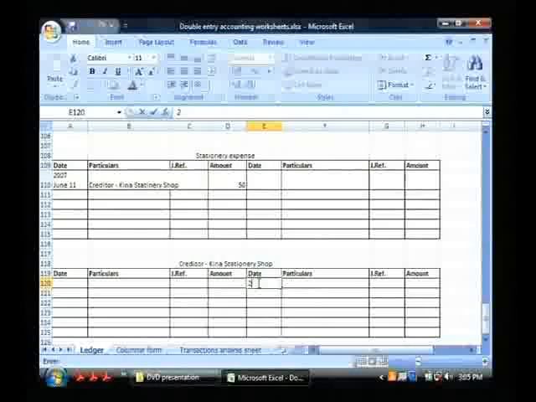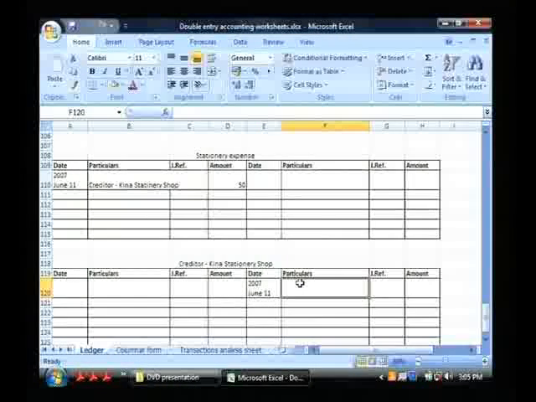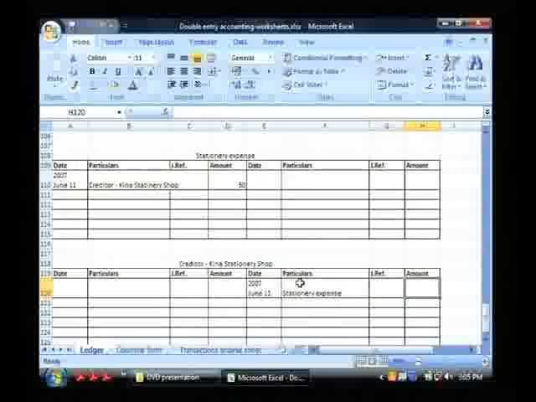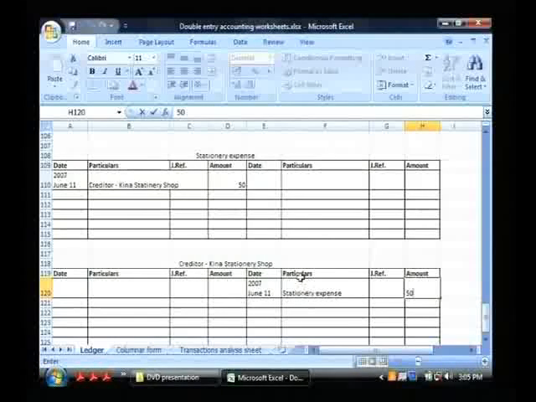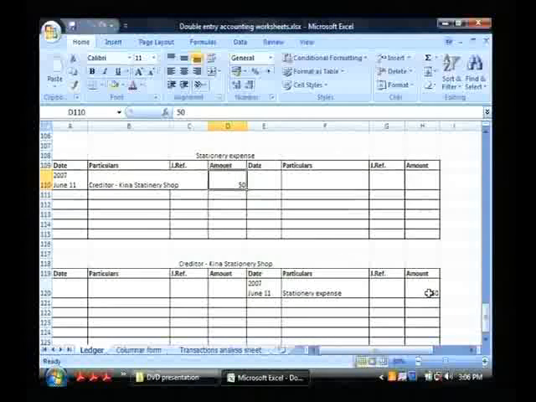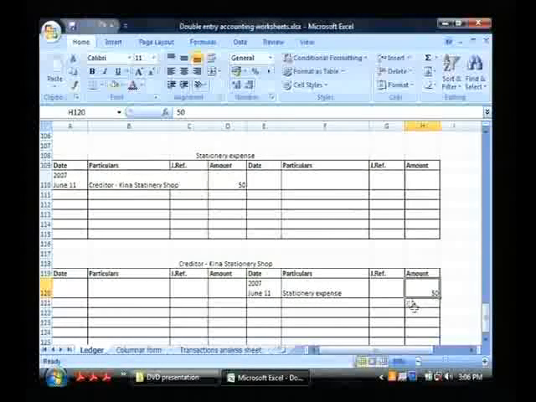and here write the date June 11th, and here what we are supposed to write, stationery expense, 50 kina. There is no cash involvement, stationery debit and creditor stationery, Kina stationery shop credit. So these are the double entries. You can see debit and credit.